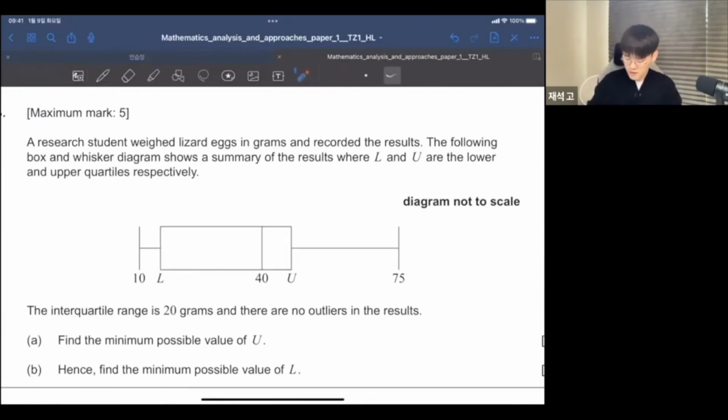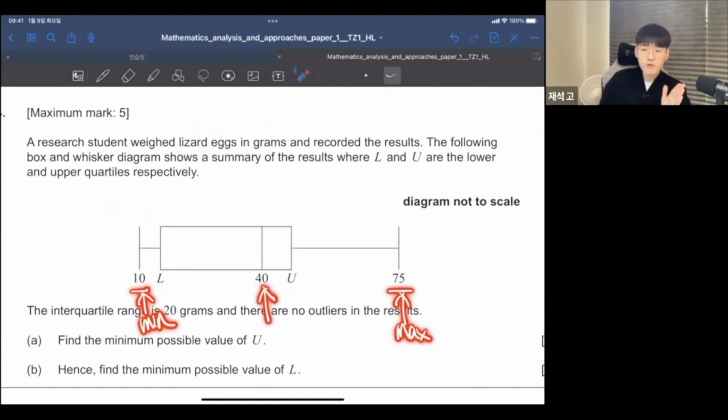So there are 3 pictures here, and when we look at them, we can see 5 numbers written here. Do you know what these numbers mean? We measured the weights, and the smallest one was 10g, which is written as minimum here. The one written here is maximum, and this 40 is not the average, it's the median, which is the middle value when all the data is listed.